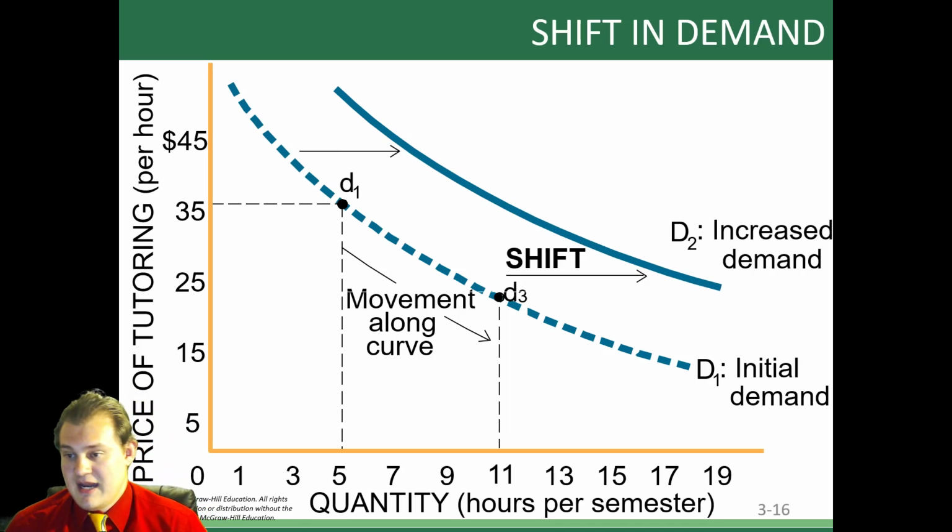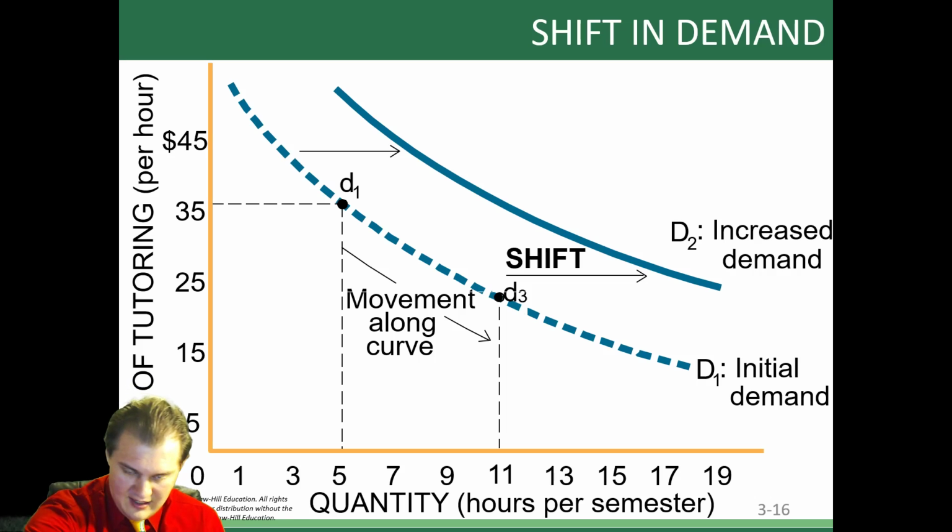This is a shift in demand. Let's say finals are next week, okay? Finals are next week. All of a sudden, everybody wants more tutoring, okay? Well, that's going to cause a shift in demand, so it's shifting outward. Notice how it's going away from the 0 point on the bottom left.